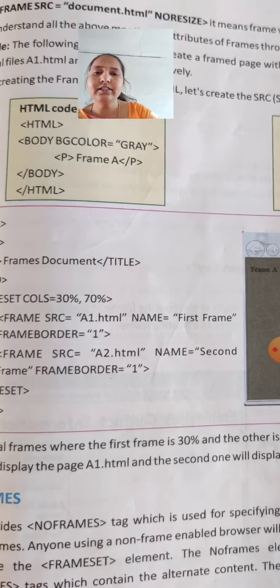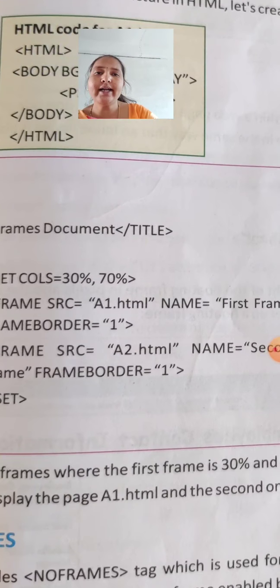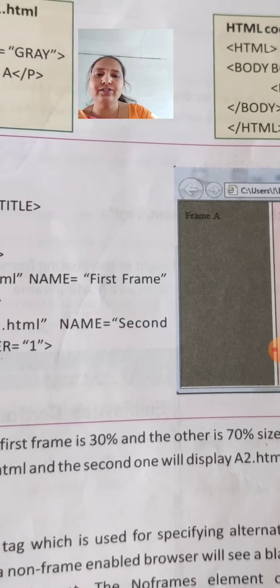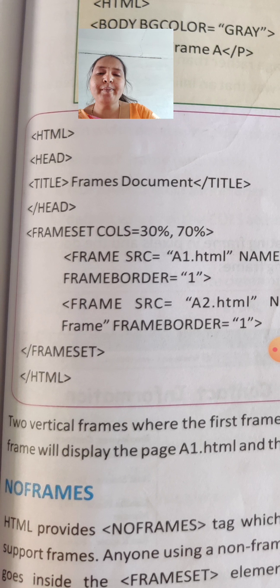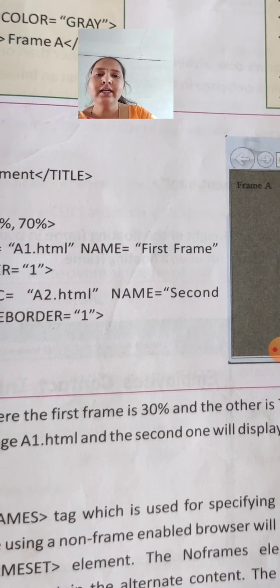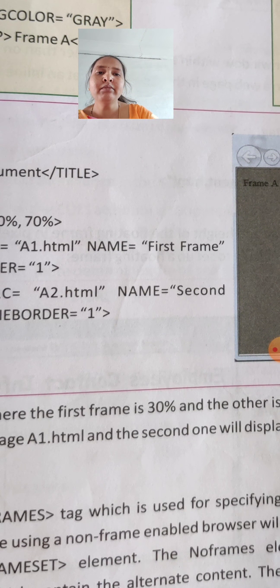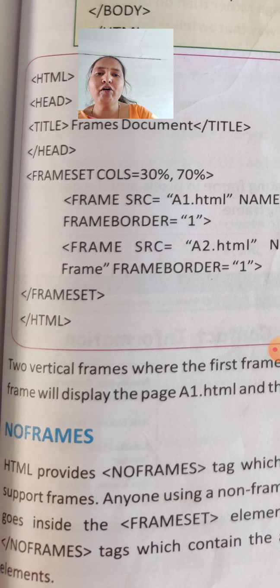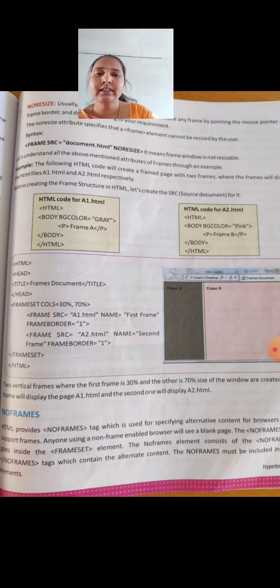See here, this is the code we are using to get a window like this. That is, we have to open the HTML, head tag, title tag and frameset columns and frame src. In that we have used the name and frameborder. Likewise, again they have repeated with different values. Then they have closed the frameset, then they have closed the HTML tag. This is all about noresize.